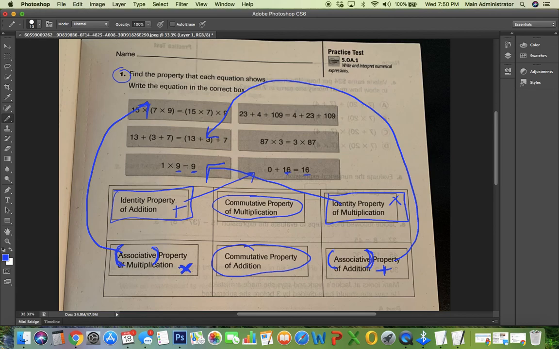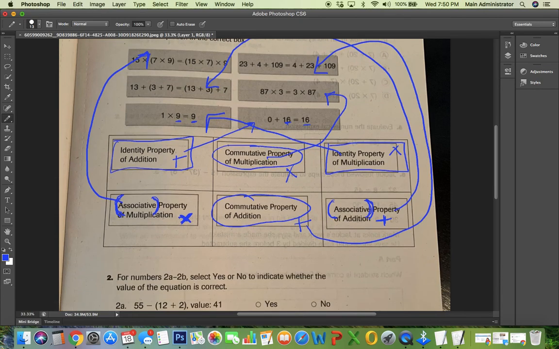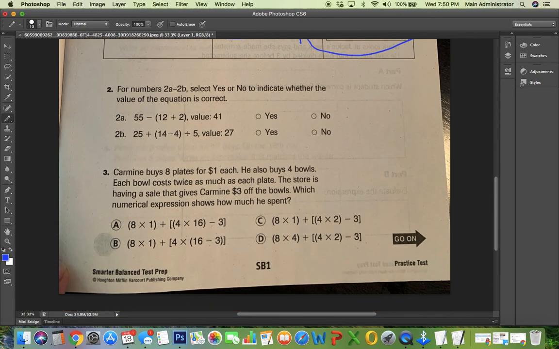And then the last one I have is the commutative property of multiplication and the commutative property of addition. So I'm going to stick this one with the multiplication. And I believe this one goes over here to addition. All right. So let's move on to number 2.